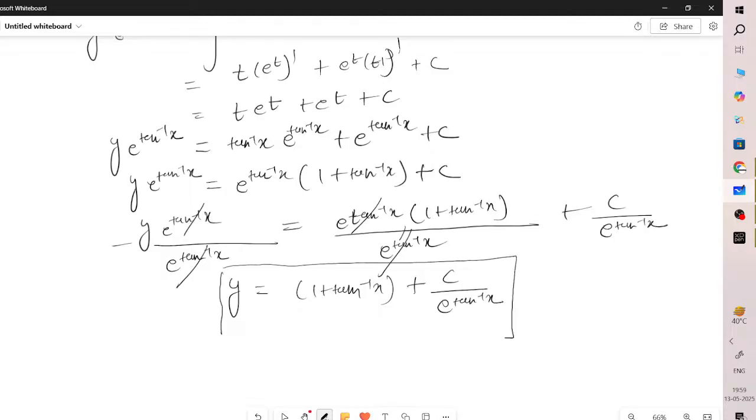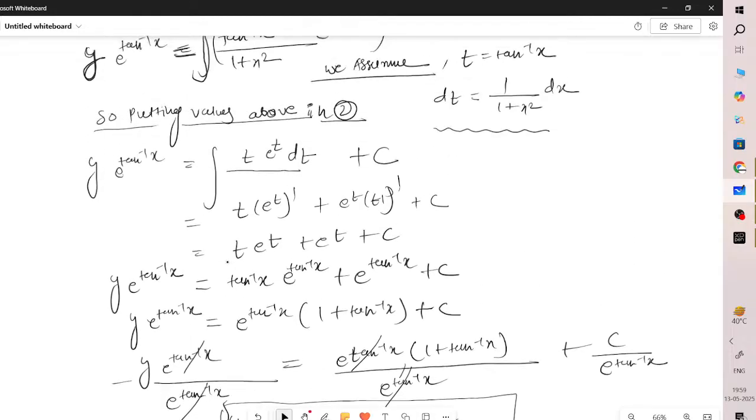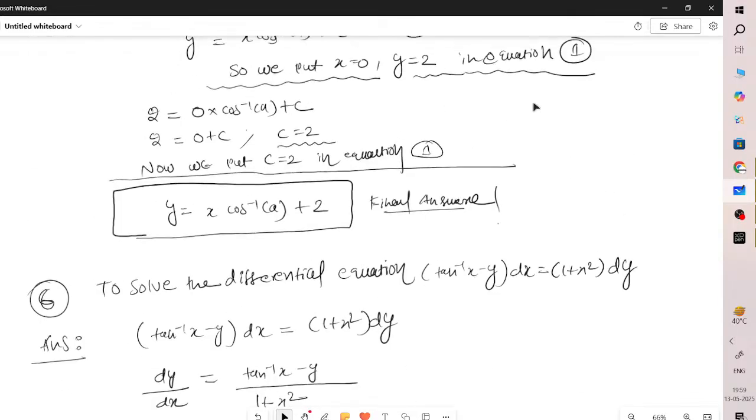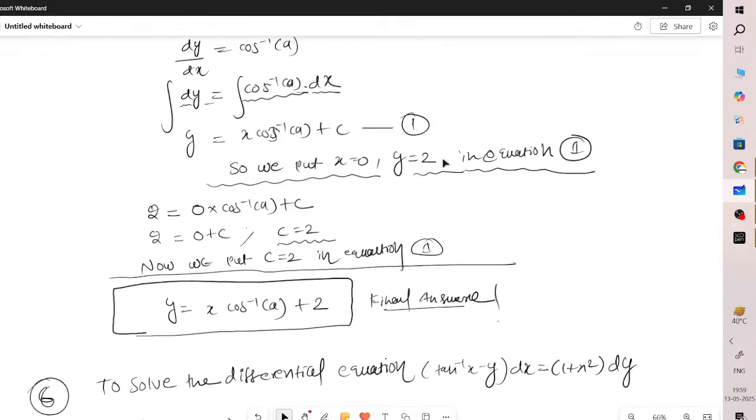And in this question we don't eliminate the value of c, because we are not given values like y at x equals 0, 10, 20. Like in the above question, we were given x equals 0, y equals 2. In this question we are not given any such thing.